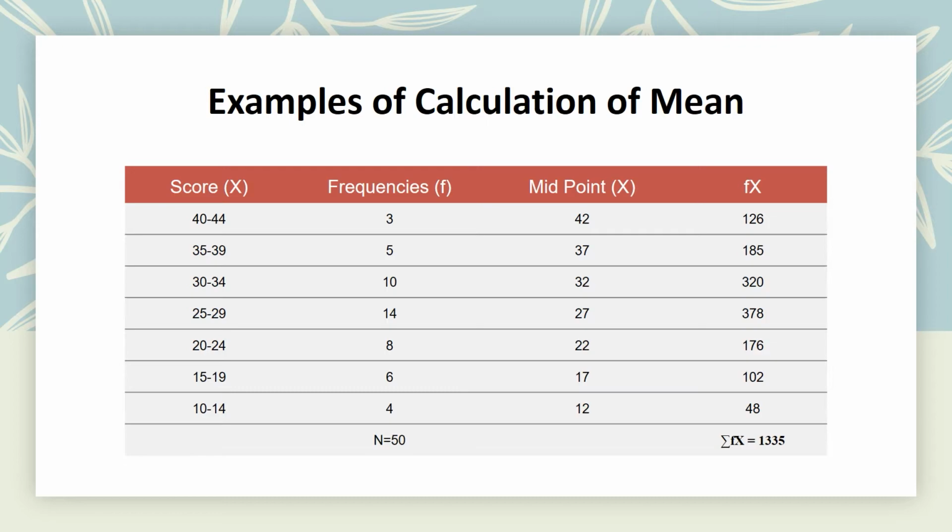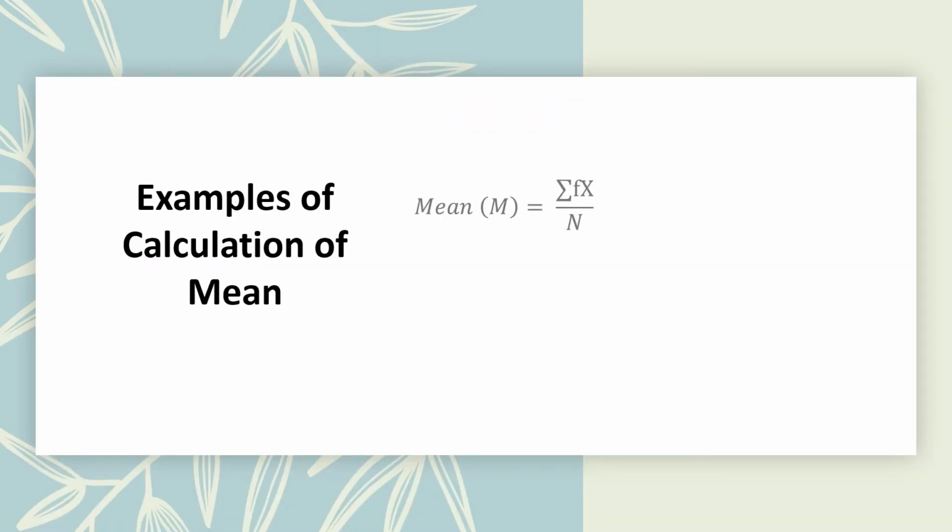Then you just have to use the formula: m is equal to summation of fx by n. Summation of fx we have already calculated, that is 1335, divided by 50. So now it is 26.7. So 26.7 is the mean of grouped data, when data is given in class intervals with frequency.